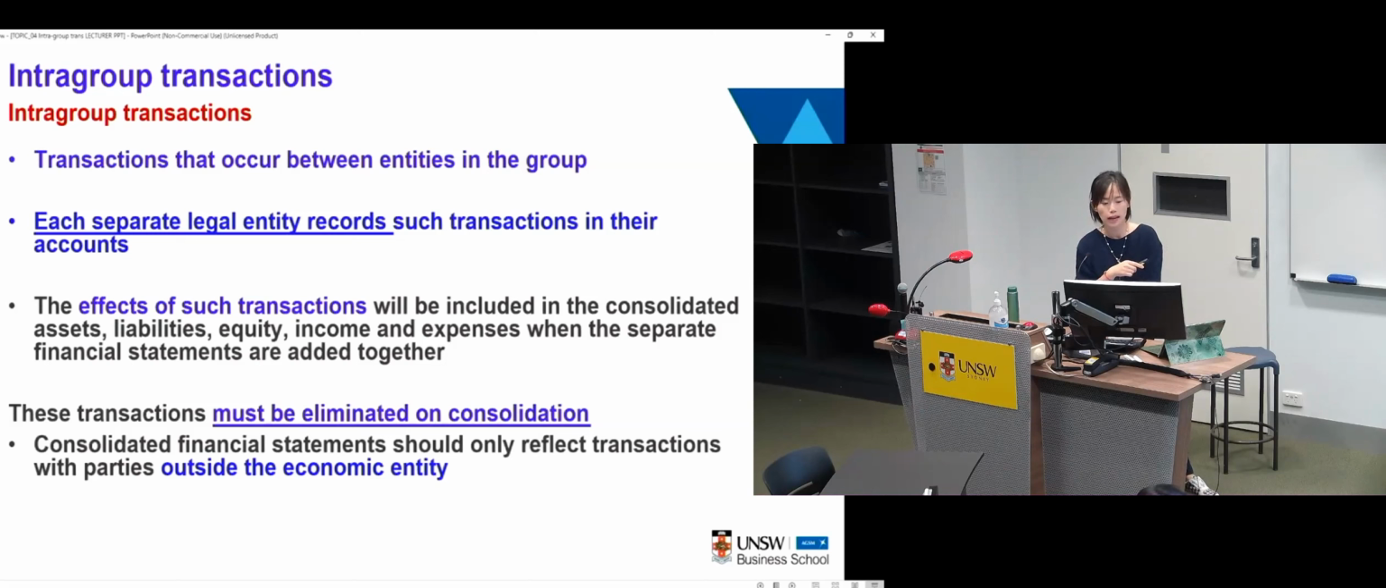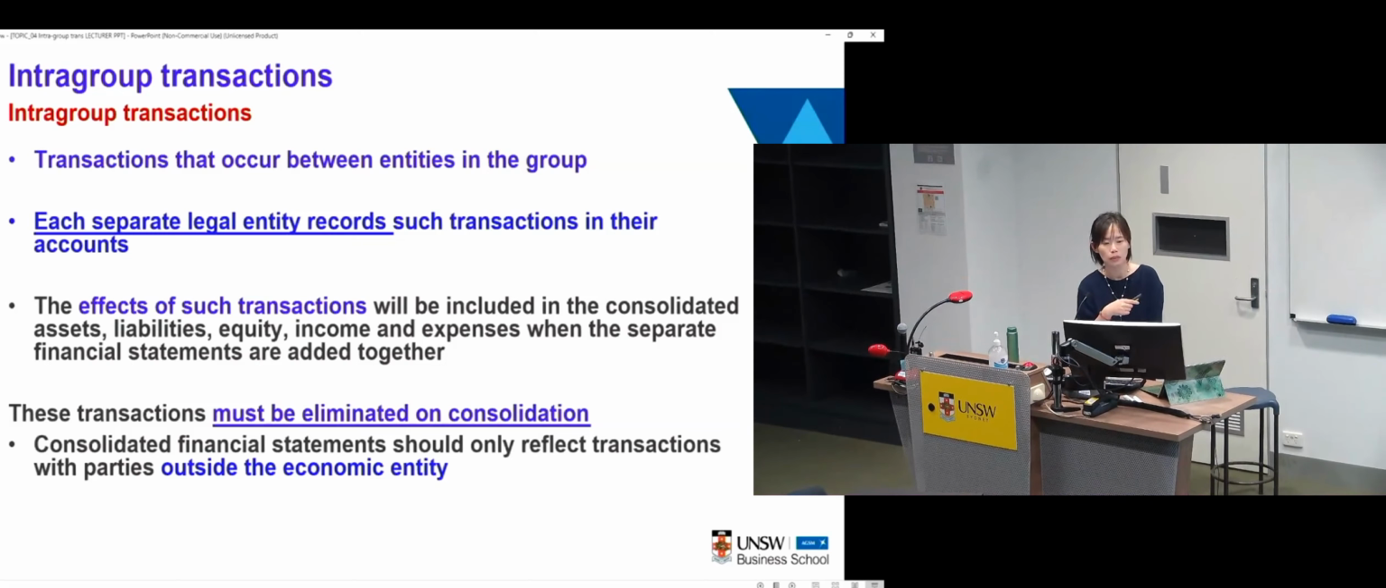It is a transaction between the entities in the group. So it could be a sale from the parent to the subsidiary or from the subsidiary to the parent. Once again, the group under discussion at this stage only involves one subsidiary, and that is a wholly owned subsidiary entity. Now, when a transaction takes place between the entities in the same group, each separate legal entity in the group records such a transaction in their accounts.